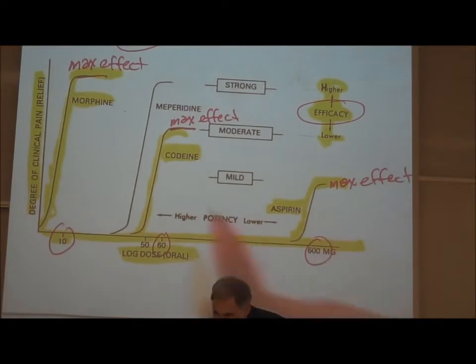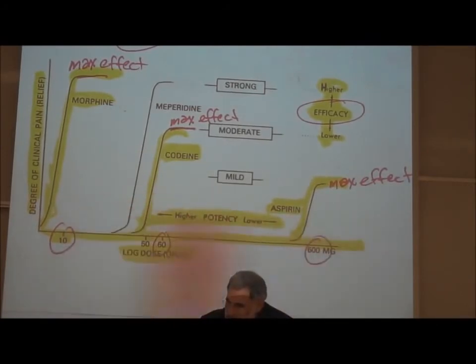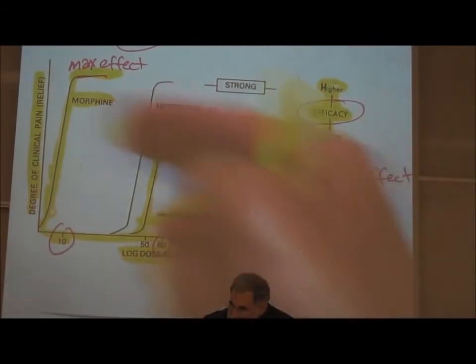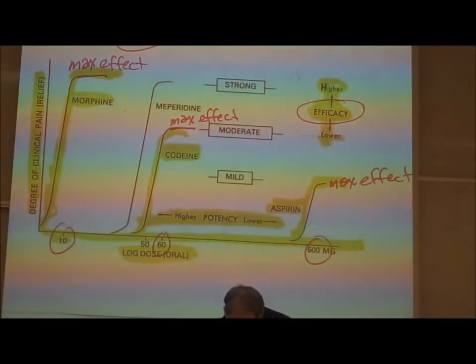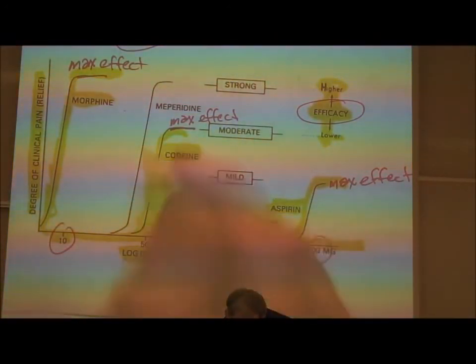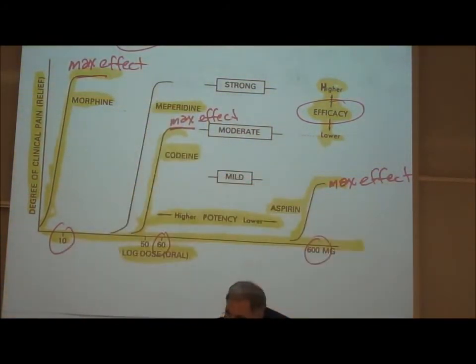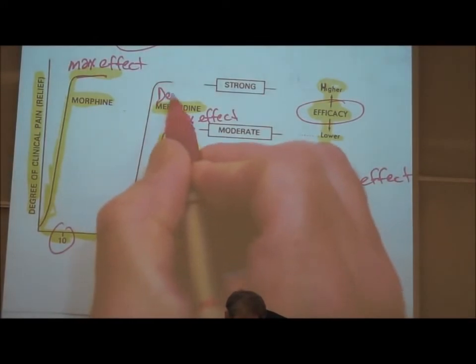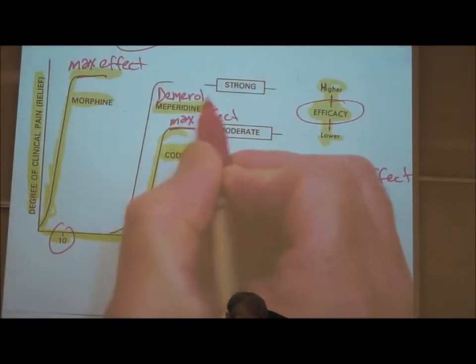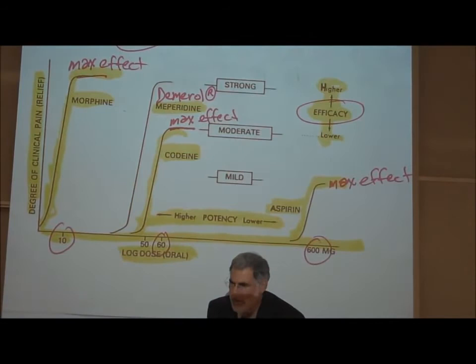All right, so much for that. Now, what is potency? Potency is actually shown going in this direction. This is efficacy, is the degree of pain relief. Potency is the dose. You'd say, well, what do you mean? Look at meperidine. You'd say, what is meperidine? Meperidine is the generic name for Demerol. Many of you have heard of Demerol.